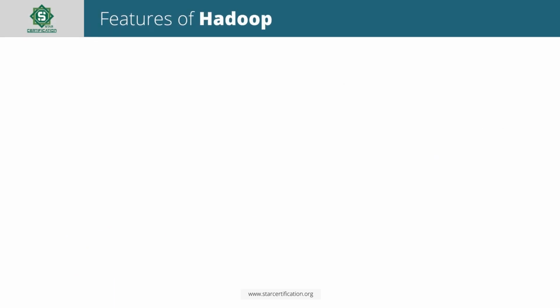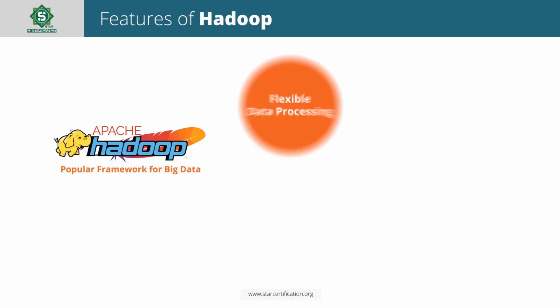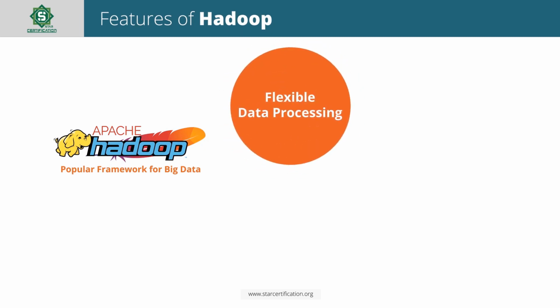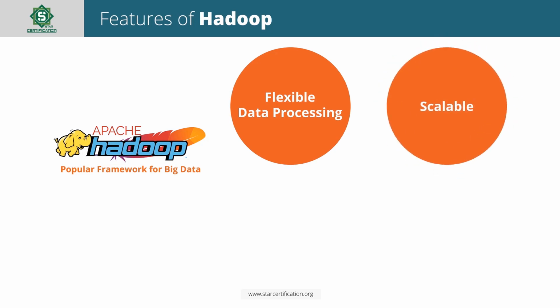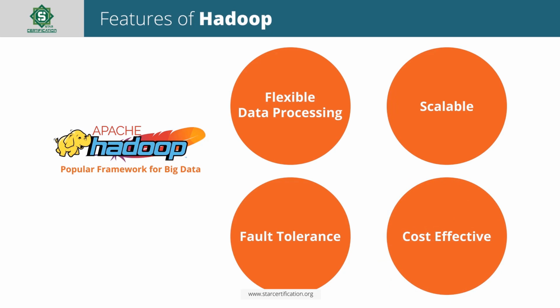Features of Hadoop. Hadoop has many features that make it a popular framework for big data. The features of Hadoop are flexible data processing: structured or unstructured, formatted or unformatted, encoded or plain text. Scalable: nodes can easily be added by Hadoop to support the needs of the system. Fault tolerance: if one system breaks, the copies of the data stored on two other systems can be used. Cost-effective: uses the concept of parallel computing for commodity servers.